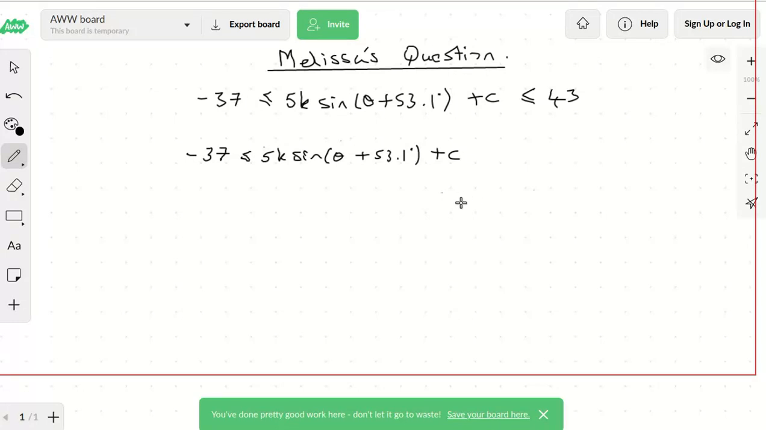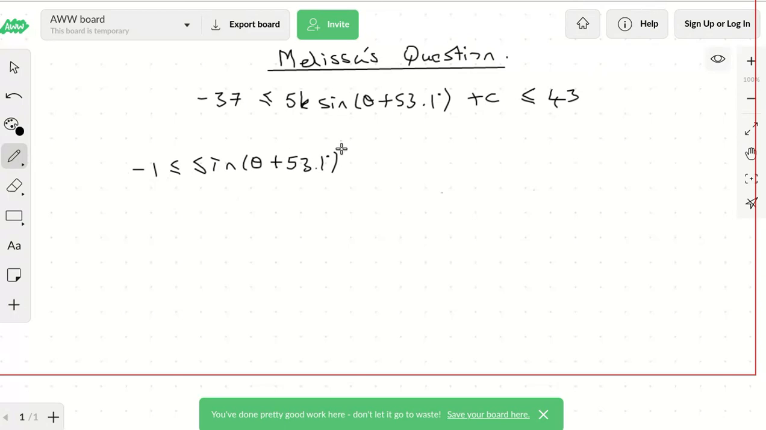I might even actually use a different kind of argument here, because what we're basically saying is we need to find the values of k and c, so it's stuck between those two values. I mean, we could just turn these both into inequalities and work out k and c like that, but I'd rather describe it like this. I'm going to almost show you two ways of thinking about this. Okay, firstly, let's build it up like this. If I just had sine of theta plus 53.1, what can I say that's stuck between?